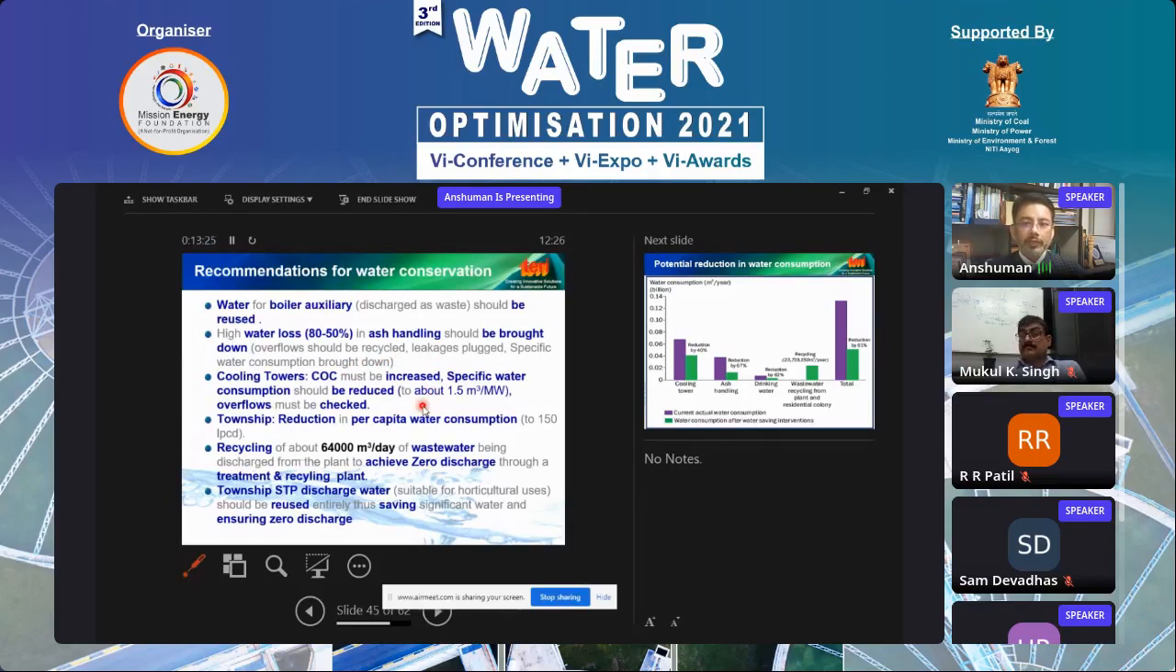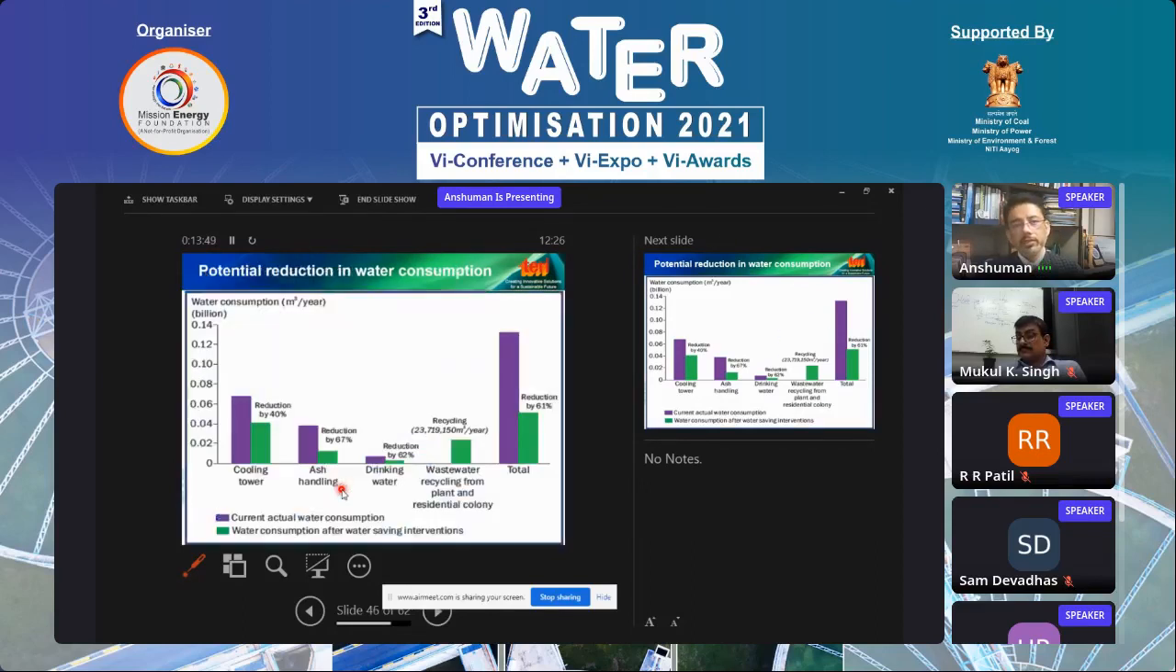What we identified was that this particular plant could bring the specific water consumption down to around 1.5 meter cube per megawatt. Overflows must be checked, of course. Reduction in the township per capita water consumption and recycling of the wastewater are among the significant opportunities for water conservation. Also, the STP discharge from the township could be reused, ensuring zero discharge.